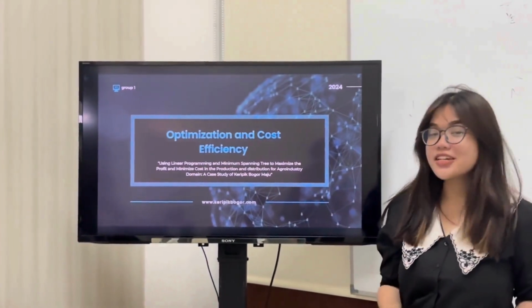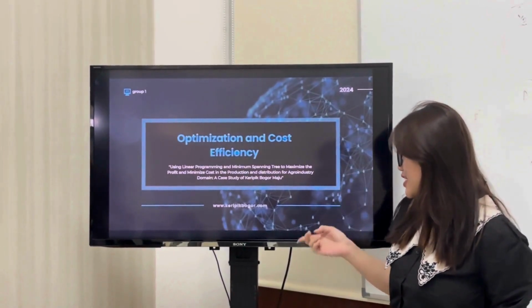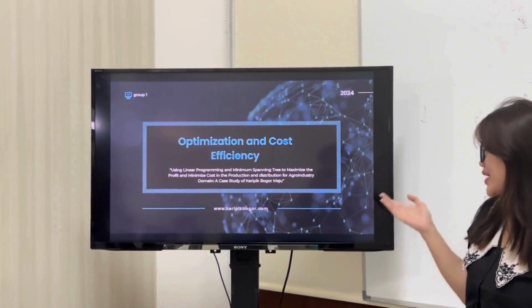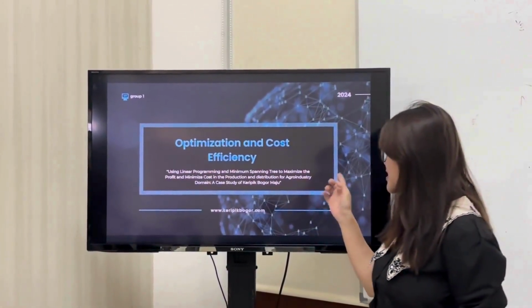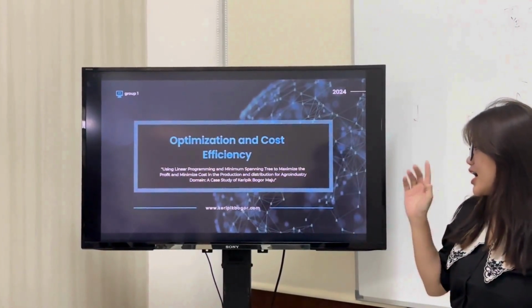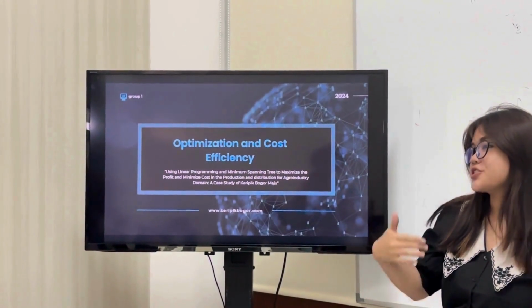One, we want to present about our project: optimization and cost efficiency using linear programming and minimum spanning tree, to maximize the profit and minimize cost in the production and distribution for the agroindustry domain, a case study of Keripik Bogor Maju.